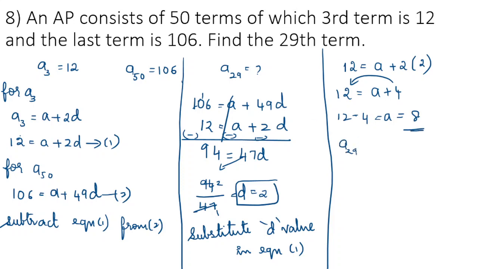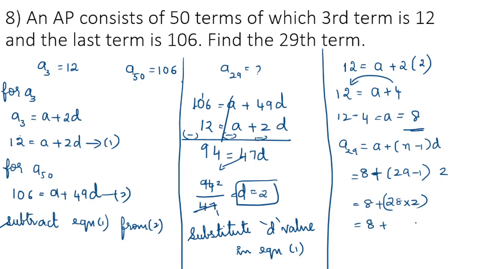So A29 is equal to A plus n minus 1 into D. So A is 8 plus n, 29 minus 1, into D value is 2. So 8 plus 28 into 2. 28 into 2 is how much? 56. 56 plus 8, how much? 64. So the 29th term is 64. Okay, this is about the 8th question.